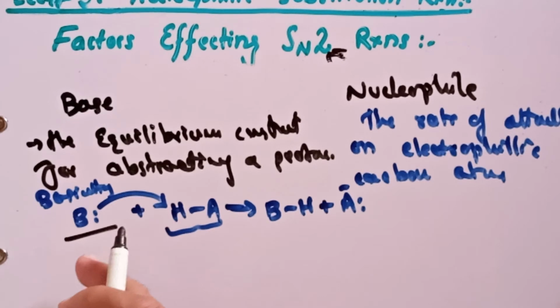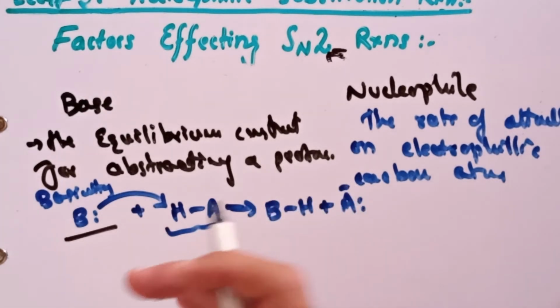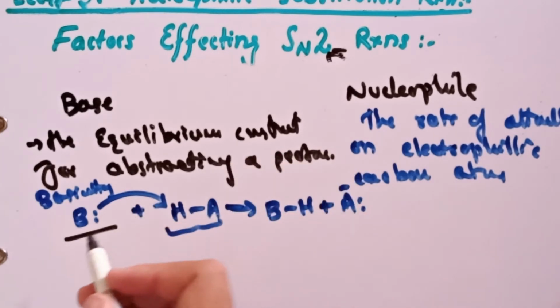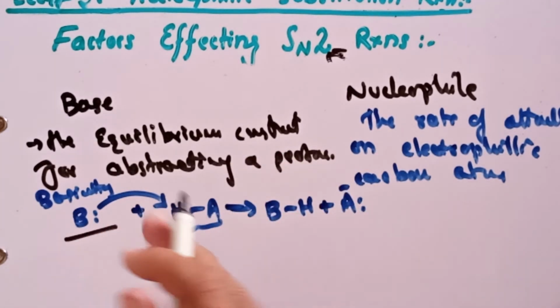According to the Lewis concept, all those species that can donate a lone pair will act as a base. So here this acts as a base.